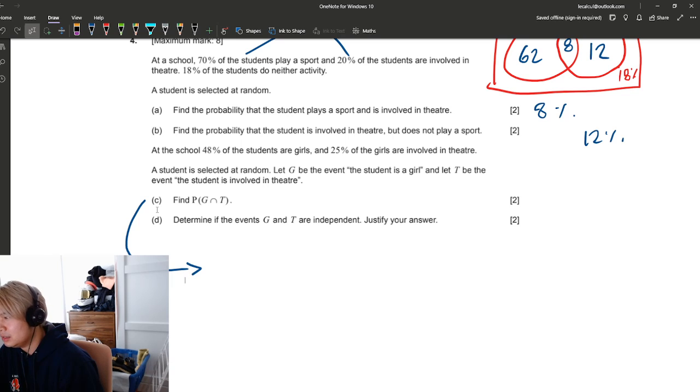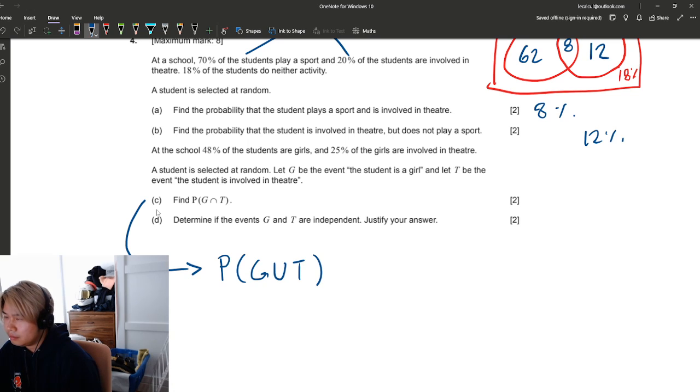Student is a girl. Student is involved in theater. I'm just writing out this formula, which is in your formula booklet, the one about unions.